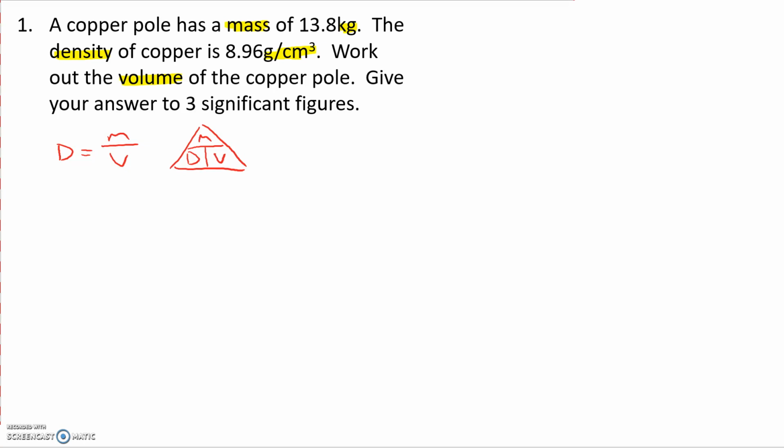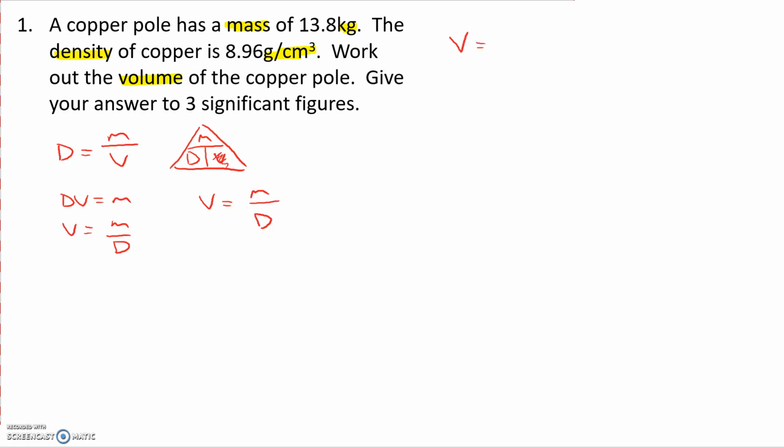Work out the volume of the copper pole. So what do we do? We can either rearrange this equation to dV equals m, and then volume equals m over d, or if you're using the triangle, we can cover up the V, and we'll get V equals the mass divided by the density. So we've got to get that right for a start. We need to know, for a volume, we're going to do the mass divided by the density. Alright, so we could think, right, wow, we're sorted.